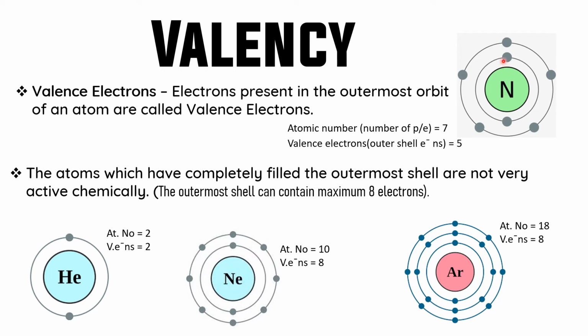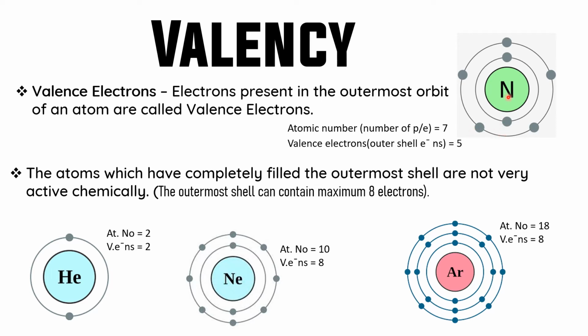So we'll just count: 1, 2. That is the first shell, K shell. The maximum capacity of the K shell is 2. And next is the second shell, that is L shell, and the maximum capacity is 8. So how can we calculate that? By using the formula 2n square. Here n is the number of orbits that we already discussed in the last class.